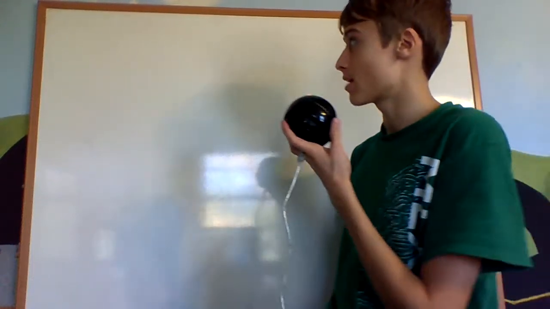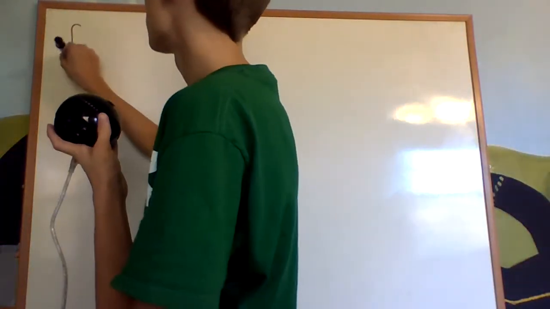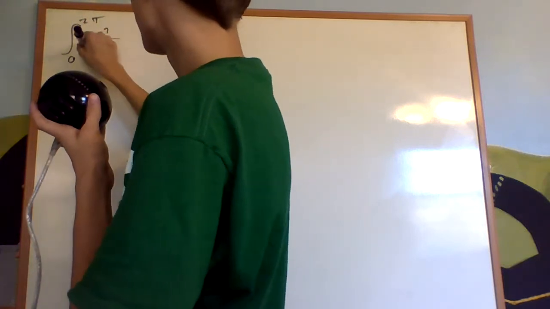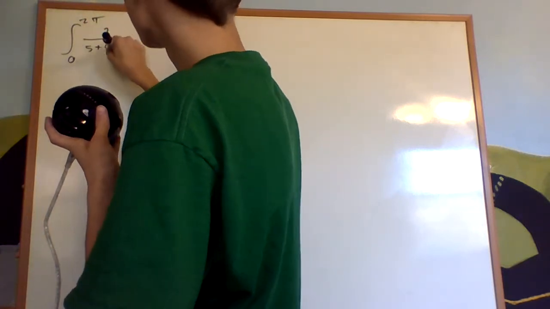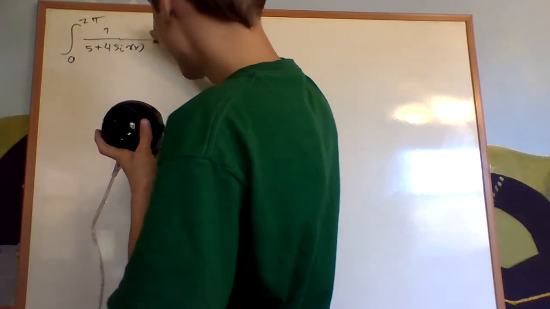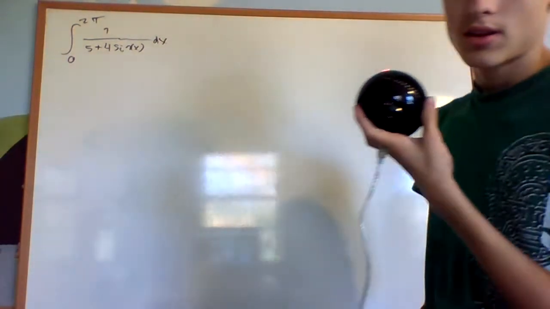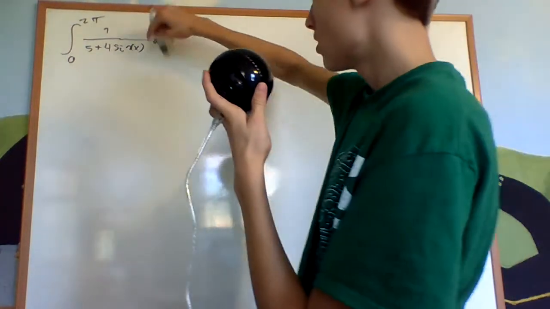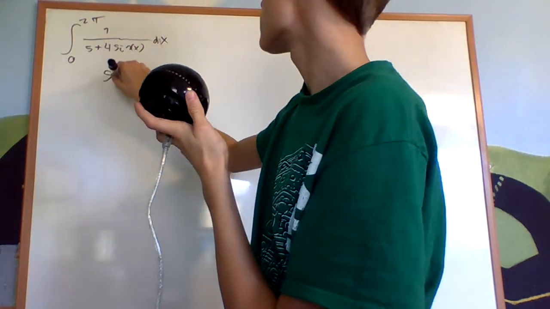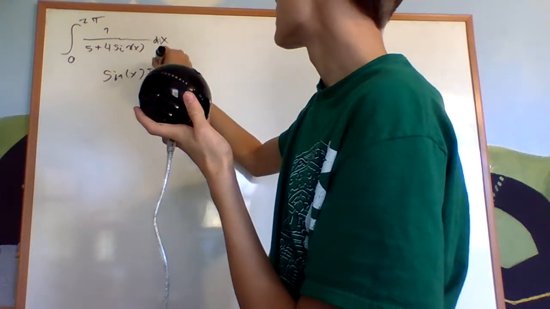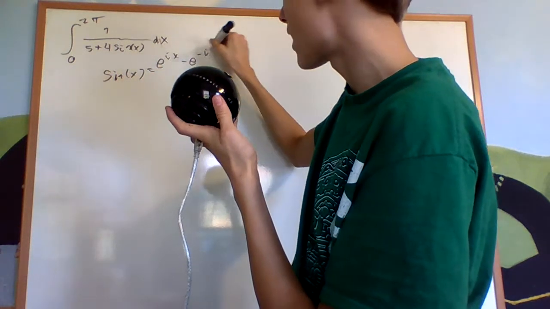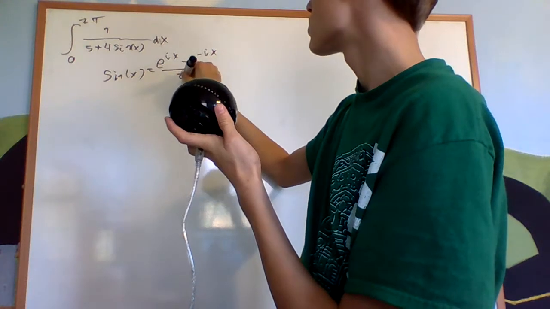In this video, I will be evaluating the integral from 0 to 2 pi of 1 over 5 plus 4 sine of x dx. Okay, so let's first start off by noting that sine of x is (e^(ix) minus e^(-ix)) over 2i.